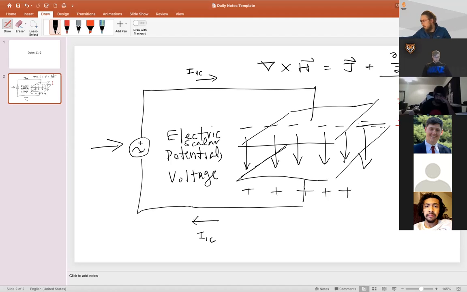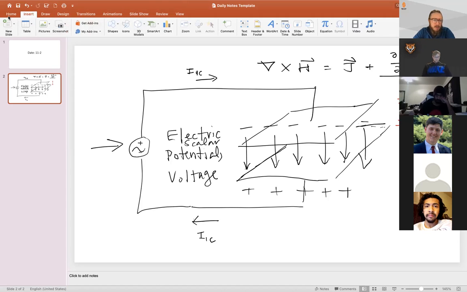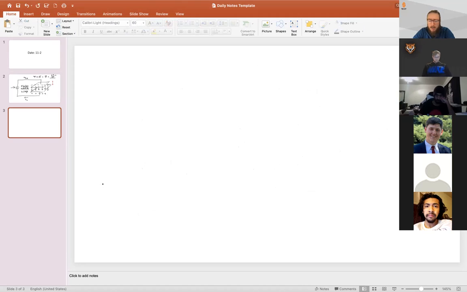Yeah, we definitely can. And just so you know, there are very few simple problems regarding the displacement current. And also the displacement current is typically a very, very small number compared to the actual current. But let's go ahead and take a look at this.